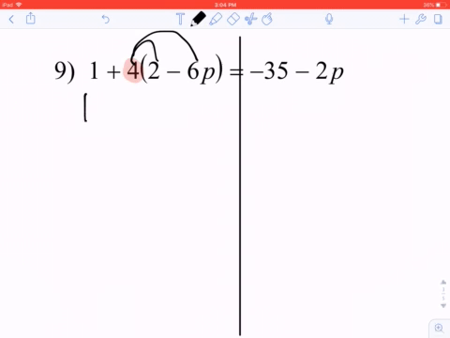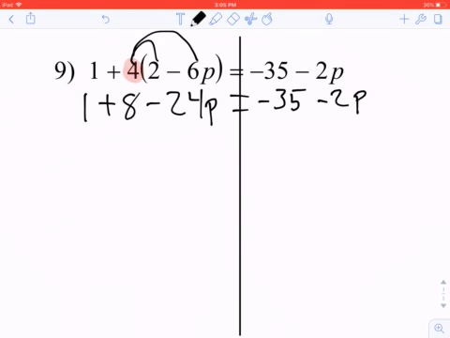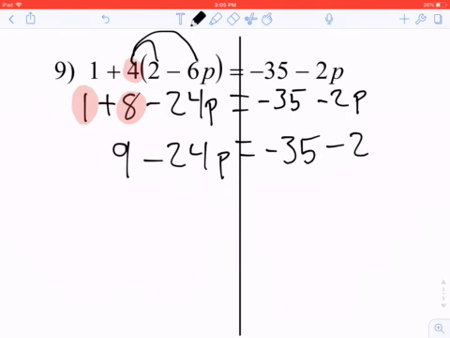1 does not change. 4 times 2 makes 8. And 4 times negative 6 will give us negative 24p, which is equal to negative 35 minus 2p. The next step is to combine our like terms, which is a 1 and positive 8. 1 plus 8 gives us 9, minus 24p is equal to negative 35 minus 2p.